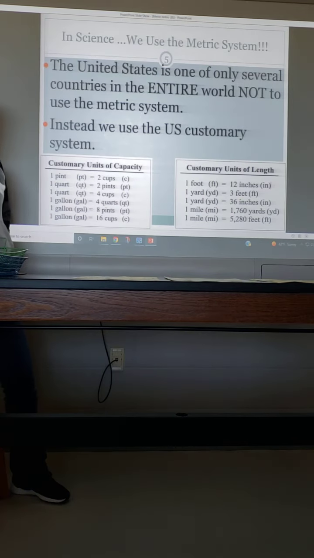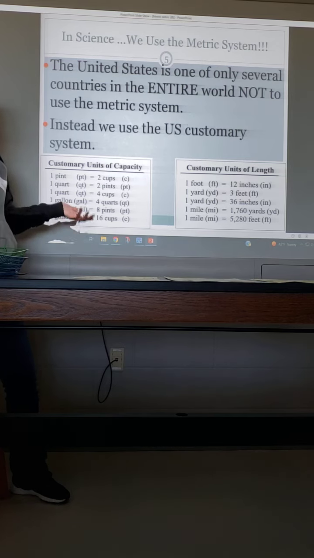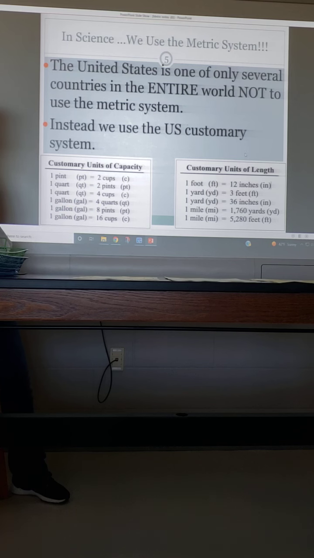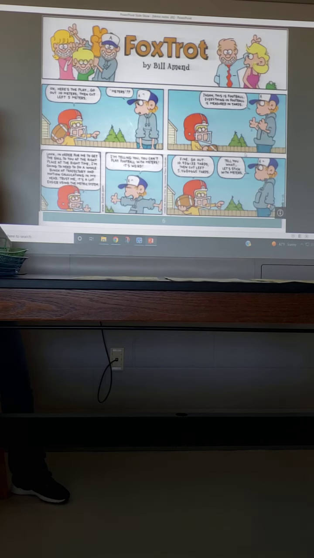The metric system is all base 10. 10, 100, 1,000, 10,000, a tenth, a hundredth, a thousandth. It's all a matter of tenths. And so that makes it much, much easier.